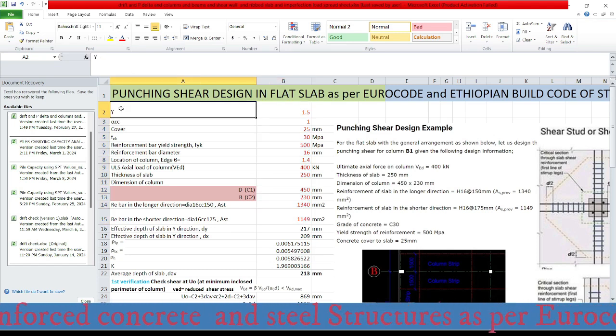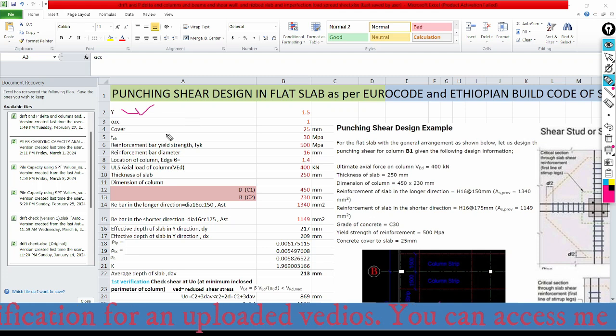So here this is gamma, the safety factor of the material, which is 1.5 for concrete, and alpha cc is the design factor, which is used to calculate the design strength of the concrete. That means gamma is the safety factor, and alpha cc is the design factor used to calculate the design strength of the concrete, which is FCD, equal to alpha cc multiplied with FCK divided by gamma. So this is the formula used to calculate the design strength of the concrete.